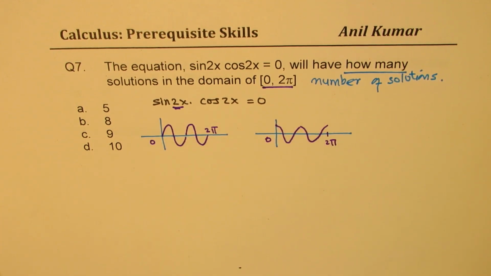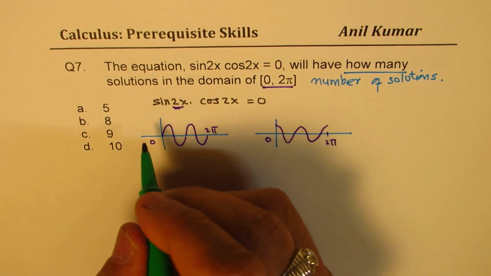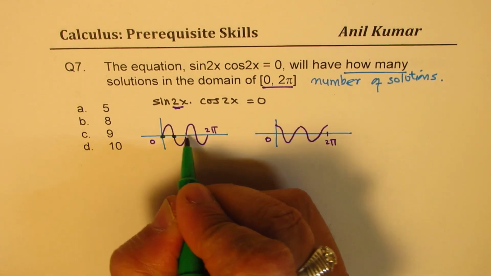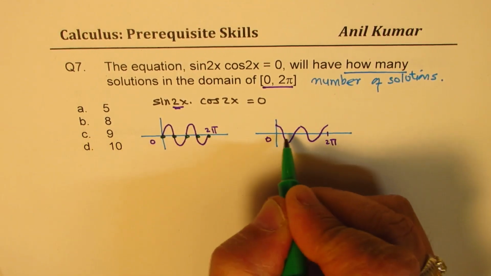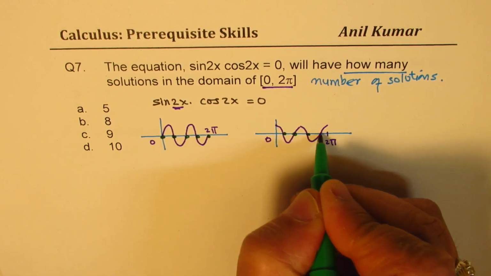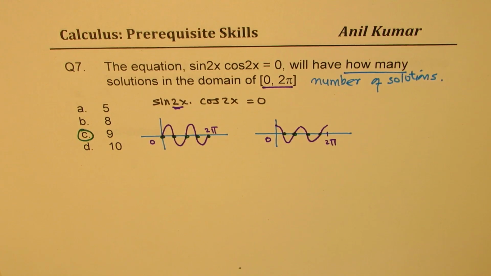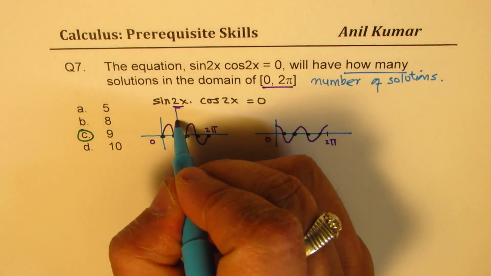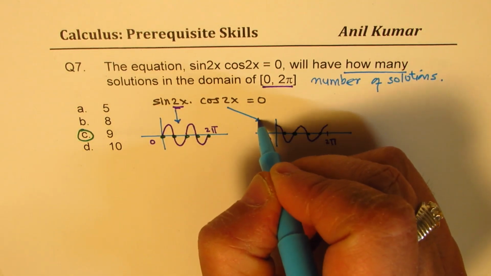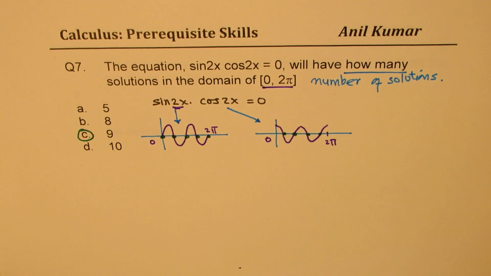How many zeros? When you sketch this, clearly you can count the zeros. 1, 2, 3, 4, 5, 6, 7, 8 and 9. So we get option C as the right option, right? We didn't do much. We just equated each to 0, right? So sine 2x and cos 2x. Do you see that? And we found the solution. That is one way of doing it.